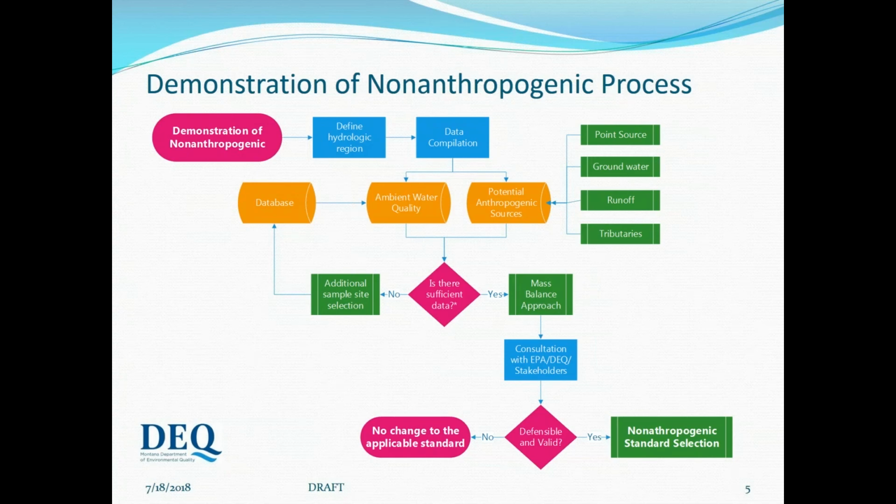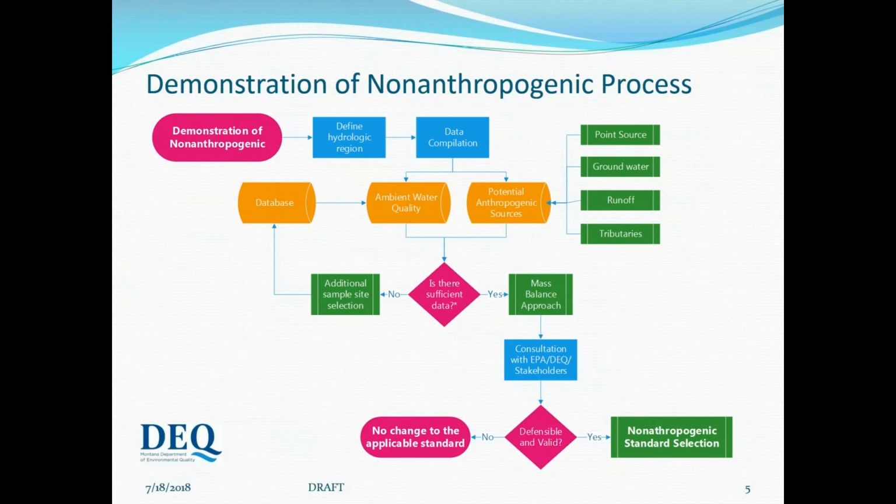And we did develop a metric to actually determine if we have sufficient data, and that is outlined in the documentation. In the case of the Yellowstone River, there wasn't sufficient data, so we had to go out and collect more data in order to complete the mass balance approach.